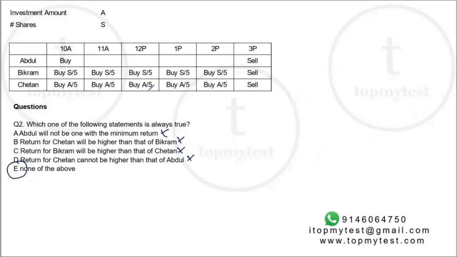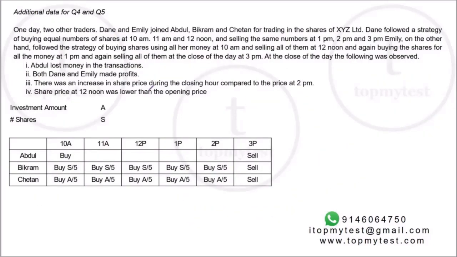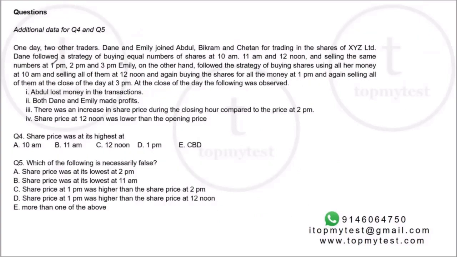Now for 4 and 5, we have some additional data. Let's see what the data says. So 4 and 5 basically says on one day, 2 other traders, Dane and Emily, joined Abdul, Bikram and Chetan for trading in the shares of XYZ Limited. Dane followed a strategy of buying an equal number of shares at 10, 11, 12 and selling at 1, 2 and 3. On the other hand, Emily followed a strategy of buying shares using all the money at 10, selling all of them at 12, and again buying shares with all of it at 1 and again selling them at 3. At the close of the day, the following was observed.